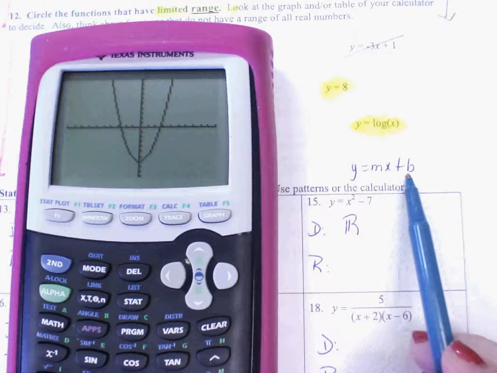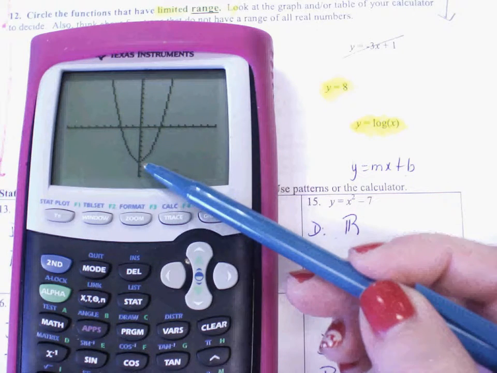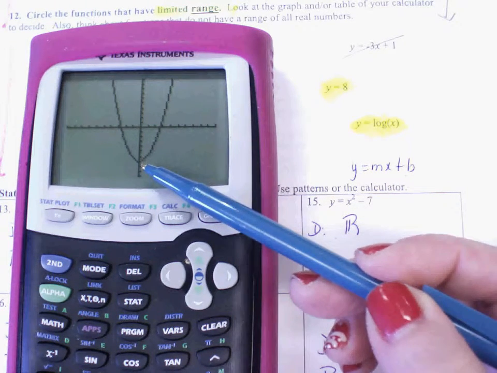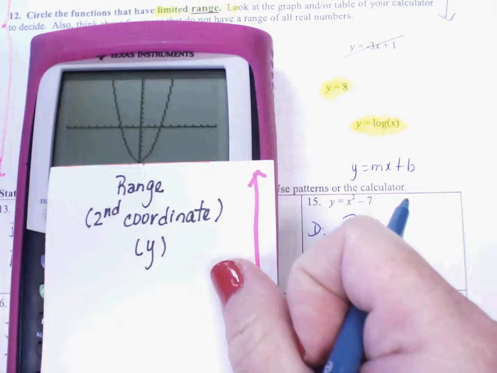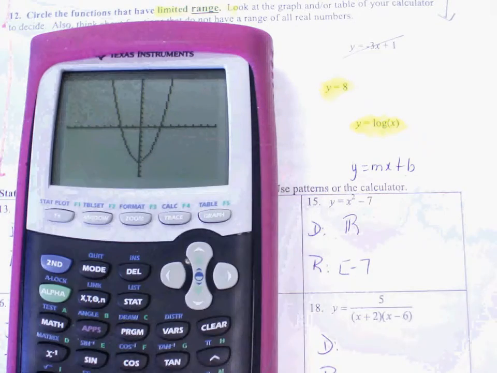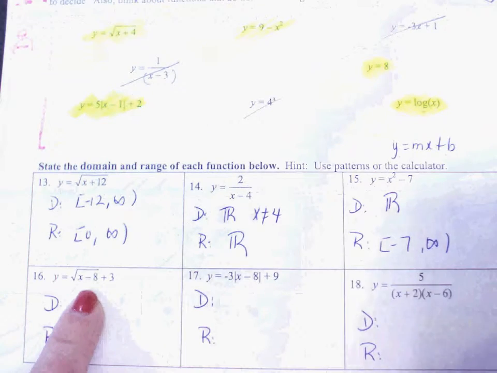And this is your y-intercept, which means it's -7. Does that kind of look like -7? Heck yes. So this would be from -7 all the way to what? Positive infinity. Very good. All right, let's go to this one.